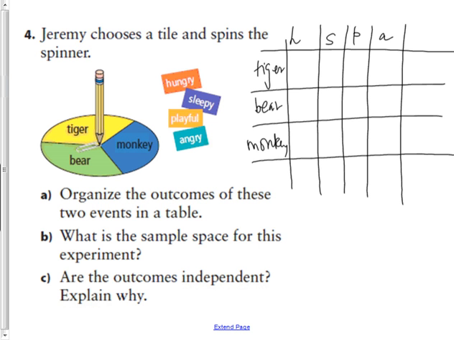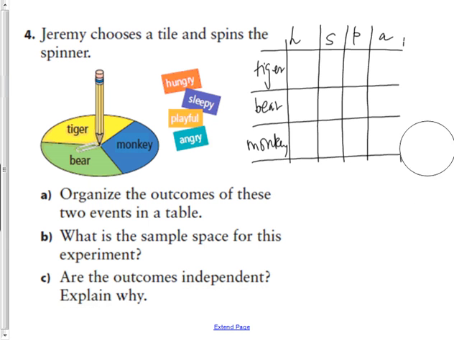All right, so inside here, what we have is we have our sample space that shows all of the possible combinations of these animals and their emotions. So we can count them up. We know that we have 12 possible outcomes. Okay. So the sample space is up here. This is the table. And are the outcomes independent? Well, what this means is if I have a happy tiger, does that affect having a happy bear? And the answer is no. There is no correlation between the two. So they are independent. They don't have any effect on the other events.